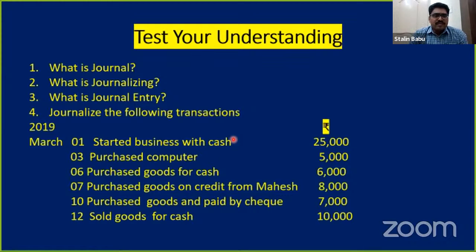Test your understanding. What is journal? What is journalizing? What is journal entry? And fourth one, journalize the following transactions. 2019, March 1, started business with cash 25,000. On 3rd March, purchased computer 5,000. On 6th, purchased goods for cash. On 7th, purchased goods on credit from Mahesh. On 10th, purchased goods and paid by cheque rupees 7,000. Sold goods for cash 10,000. So let us understand the given transactions, analyze them, and make entries in the journal.